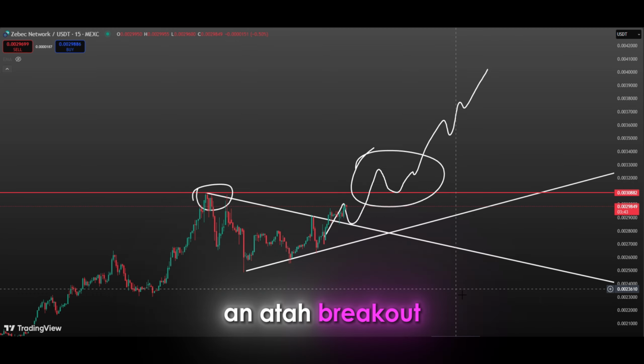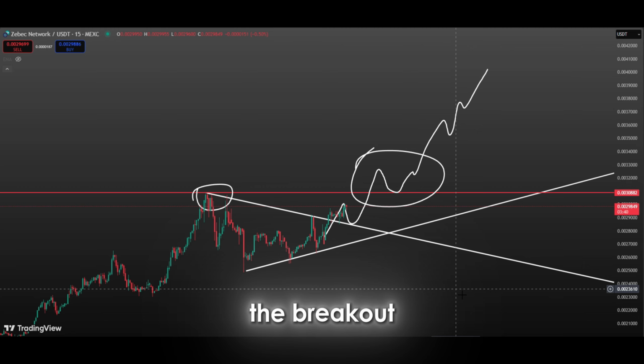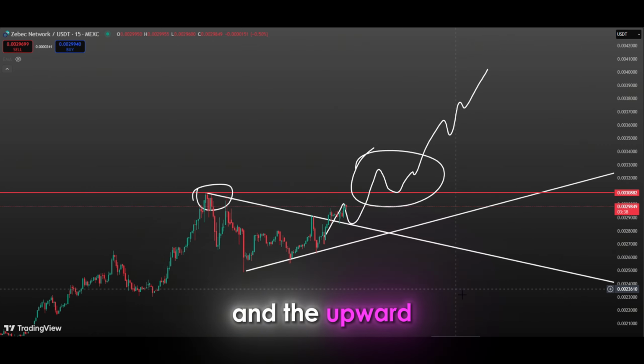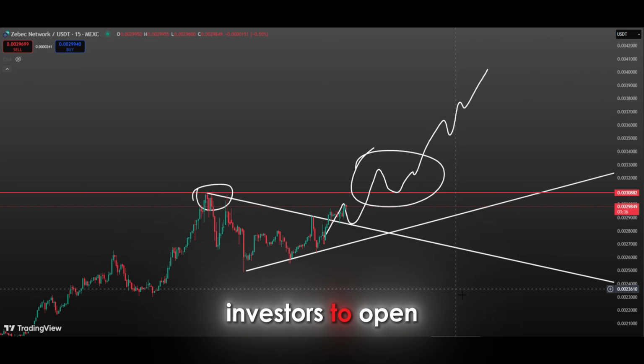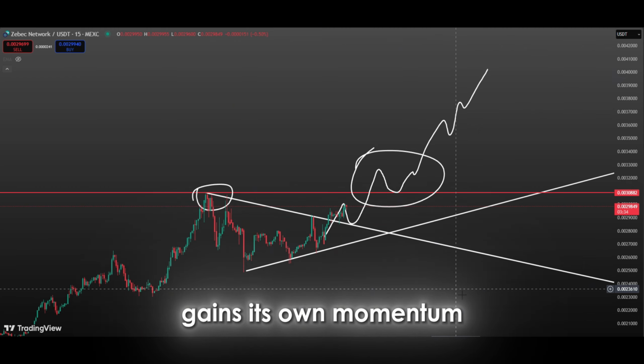Moreover, an ATH breakout is often accompanied by high volume, which is one of the key factors that adds strength and sustainability to the breakout. If this red line, representing the ATH, is breached with significant volume, the breakout becomes technically more reliable, and the upward movement is based on stronger foundations. This enables investors to open positions with greater confidence and participate in the rally. As a result, the upward wave gains its own momentum.